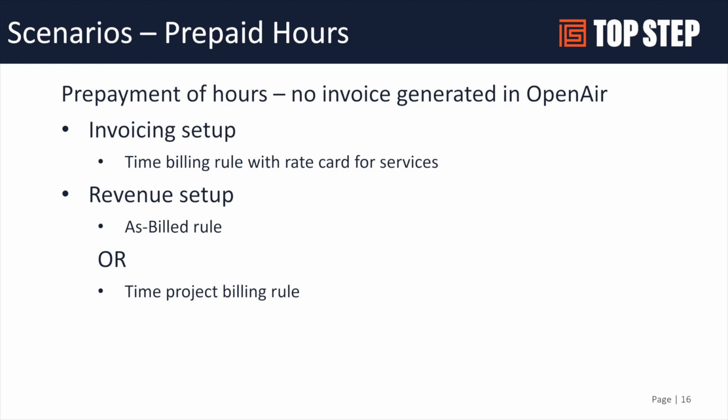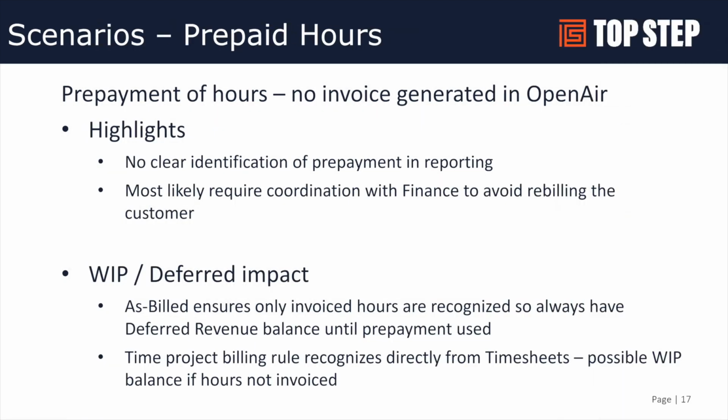So in this scenario, we could do a time billing rule with a rate card for services. That could be for a $0 amount, or it could be for a rate card. You could do even an as-billed or a time project rule. But the downside of this scenario is you're never going to really have that accurate deferred revenue reporting, because you don't have that invoice. So you don't have that clear identification that there was a prepayment.